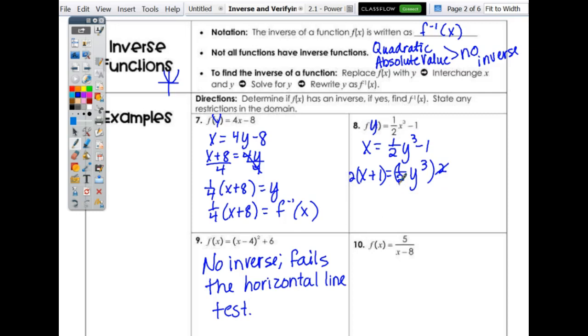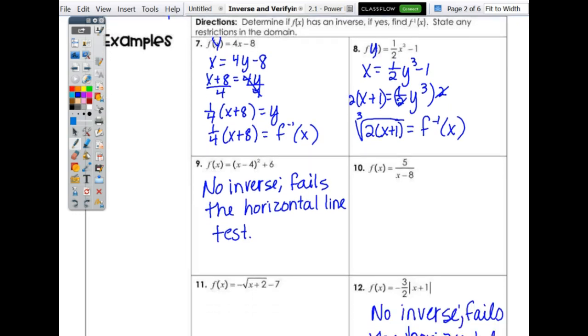So what's the reciprocal of y to the third? The cube root. So I'm going to take the cube root. So I end up with, is the 2 a horizontal stretch or a horizontal compression? Of a half, and then a shift of 1 to the left.